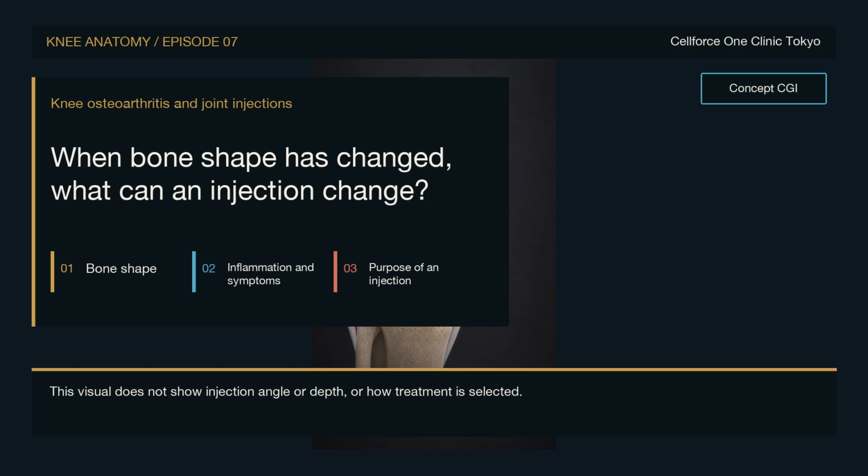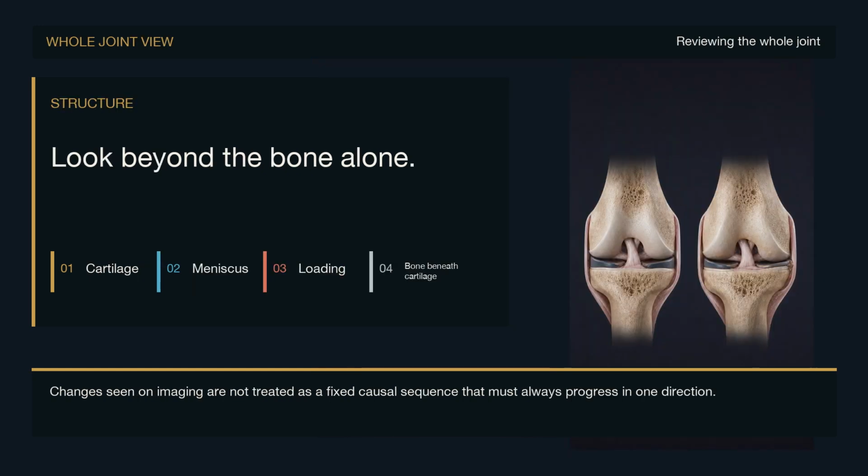The injection scenes are conceptual CGI used to help organize the information inside the joint. They do not show injection angle or depth, or how a treatment is selected.